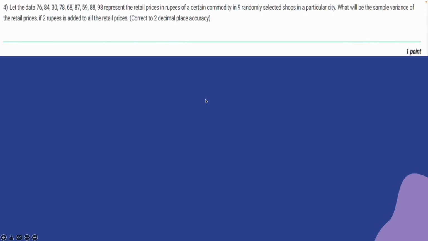So question 4 happens to be: let the data, and we are given 9 different data representing the retail price in rupees of a certain commodity in 9 randomly selected shops in a particular city. What will be the sample variance of the retail price if 2 rupees is added to all retail prices, correct to 2 decimal place accuracy?